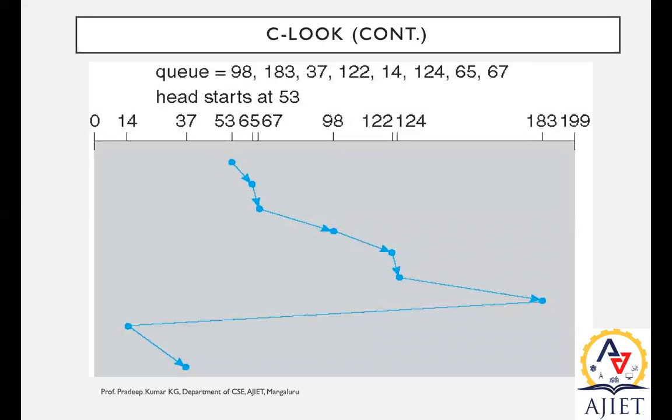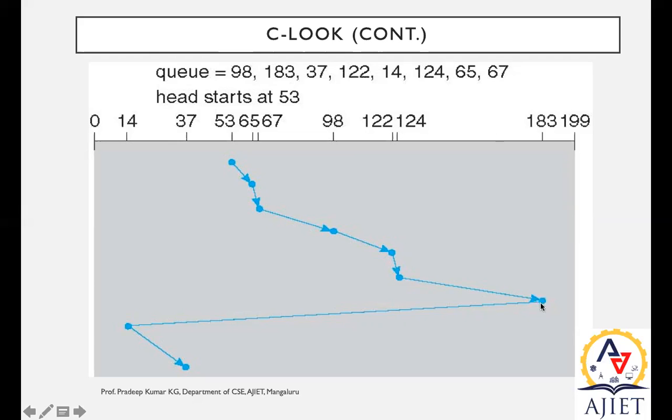Now with the queue, we have 98, 183, 37, 122, 14, and 124 and 65 and 67 as the IO requests that have been made. The disk head is at position 53. From 53 it should serve all those in this list. For an easier exercise, we can sort these numbers in ascending order. Start from 53, move towards the top, serving 65, 67, 98, 122, 124, and 183. That is the easiest way for better understanding.